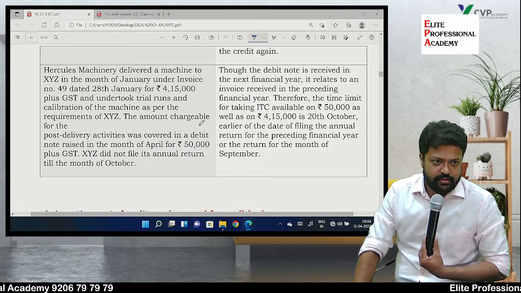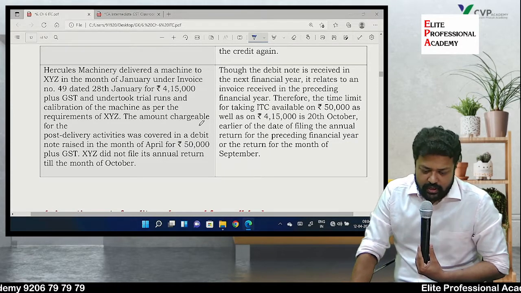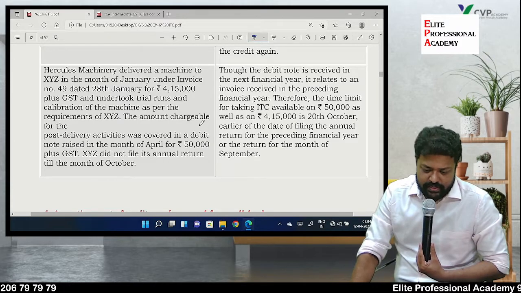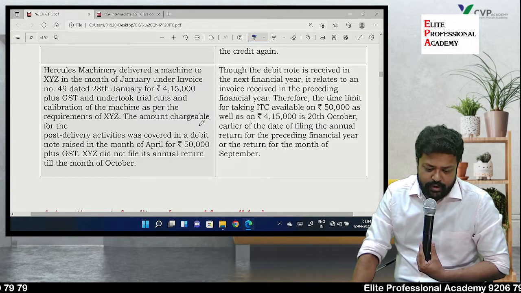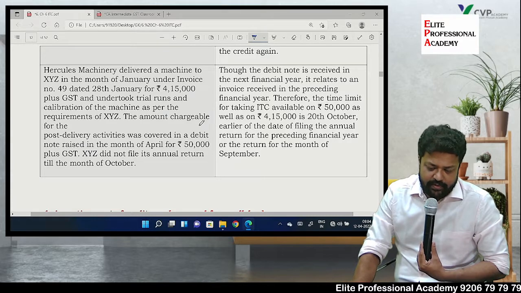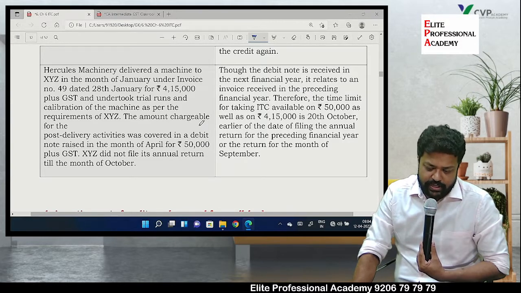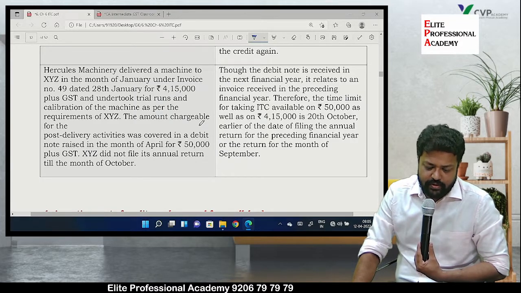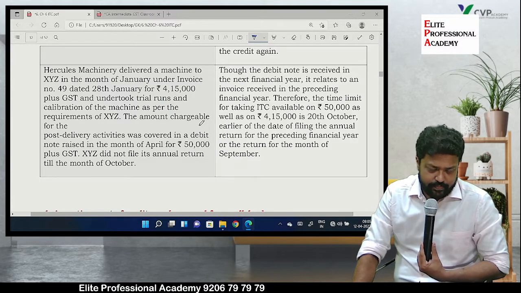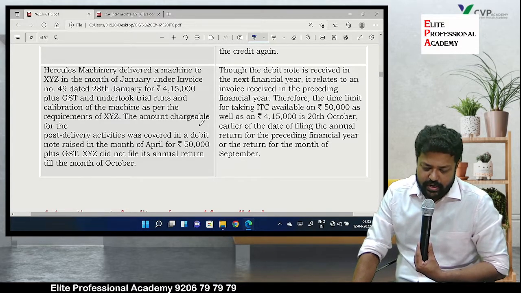Have you understood the question? Once again. Hercules Machinery delivered a machine to XYZ in the month of January under invoice number 49 dated 28th January for rupees 4,50,000 plus GST, and undertook trial runs and calibration of the machine as per the requirements of XYZ. The amount chargeable for the post delivery activities was covered in a debit note raised in the month of April for rupees 50,000 plus GST. XYZ did not file its annual return till the month of October.